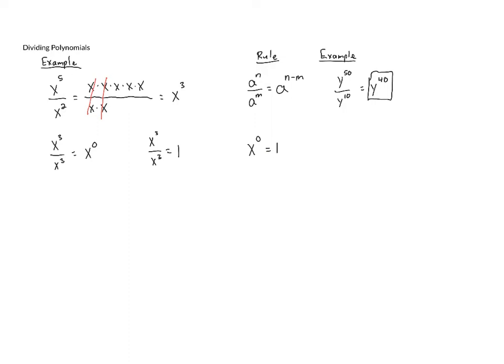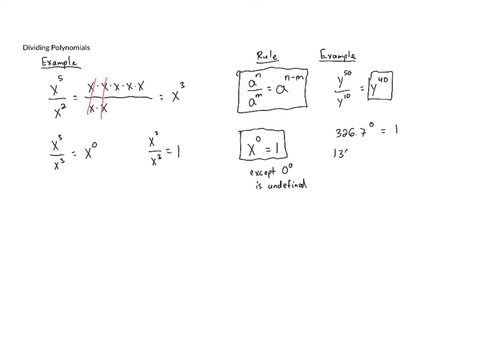There's one exception: 0 to the 0 is undefined. But otherwise, anything to the 0 power is equal to 1. So if we wanted to take 326.7 to the 0 power, we would get 1. If we wanted to take 1,364,523 to the 0 power, we end up with 1. All right. That's our second rule.